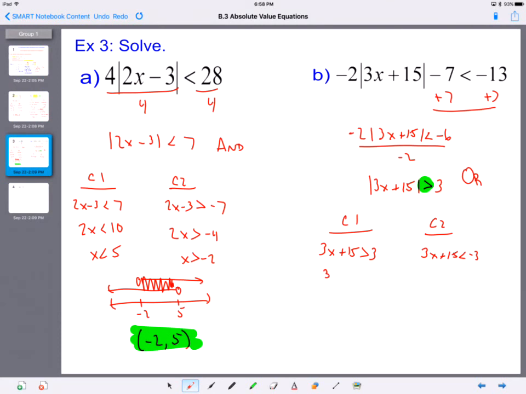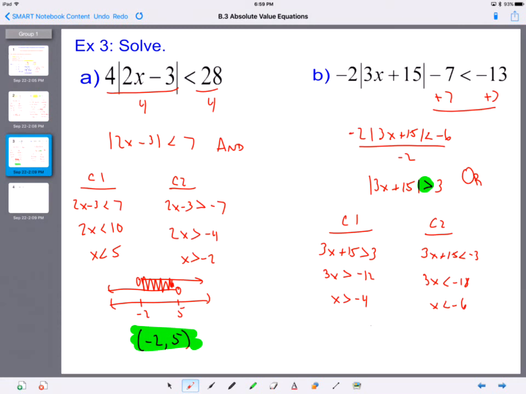And now as you solve, subtract the 15, and x is greater than negative 4. And then on the other side, you subtract 15 and divide by 3, and you get values where x is less than negative 6.